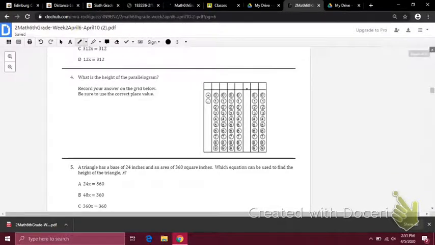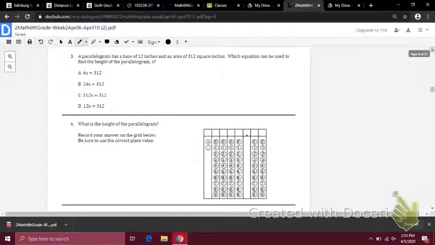If you look at number 3, it gives you a parallelogram. It tells you the base and it tells you the area. You need to find the height. So again, here's the equation you're looking for. Do it like I did, except using the formula for a parallelogram. And when you come to number 4, it wants the height of this one. Once you have the equation, use that equation to help you find the height by doing the opposite operation.